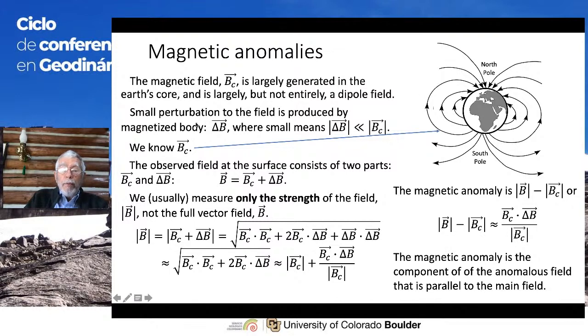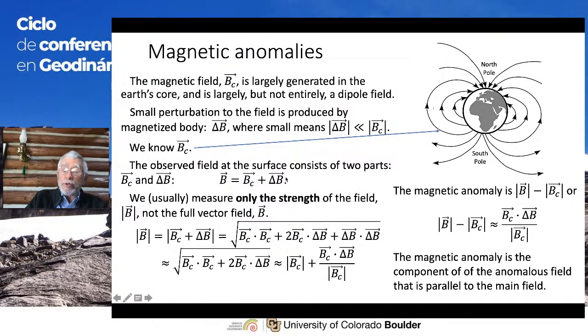Now, the dipole field comes from the core, and it's a vector, it has direction, right? And also, though, we magnetize rock at the surface that produces magnetized bodies, and they produce anomalous fields. Delta B is the anomalous field. We think we know the main field of the Earth. What we measure is the sum of this main field coming from the core and this anomalous field.